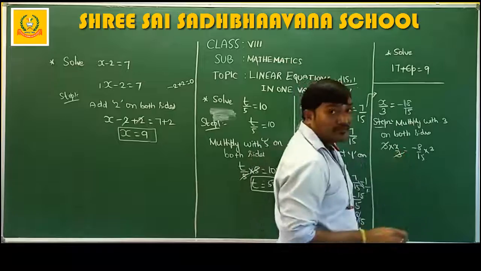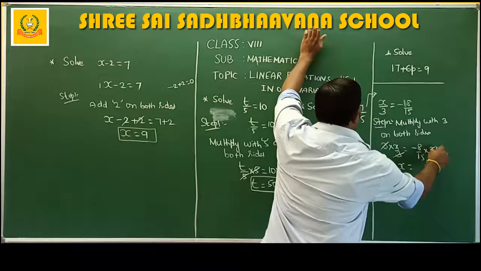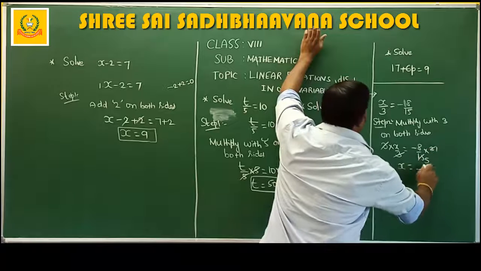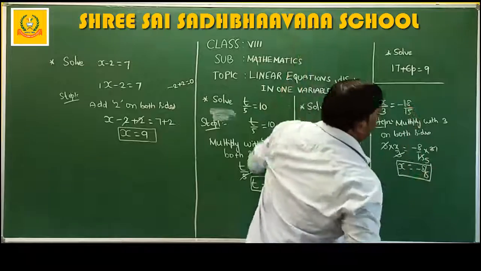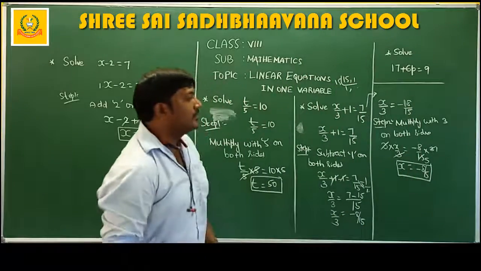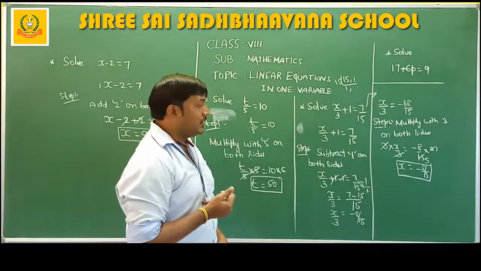So 3 will get cancelled. So it will be left out with x. So we got x now. So now 3 ones are 3, 5 3s are 15 cancels, so you got x value as minus 8 by 5. Okay? I'll just repeat once again the same question.